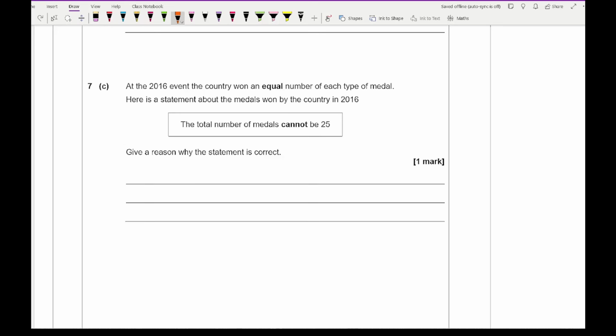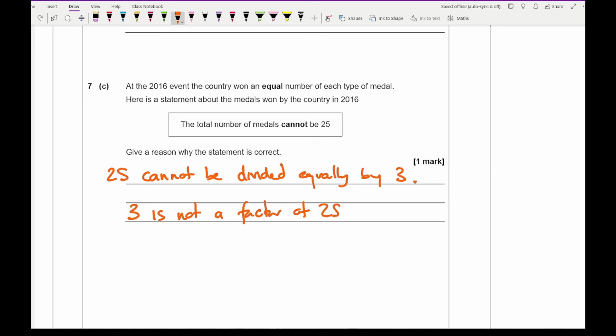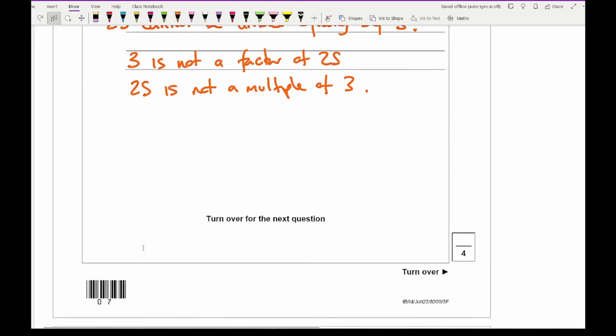And the statement is that the total number of medals cannot be 25. Give a reason why the statement is correct. And the reason for this is because 25 cannot be divided equally by 3. You could say something along the lines of that 3 is not a factor of 25. You could also say that 25 is not a multiple of 3. So anything along those lines would be absolutely fine.